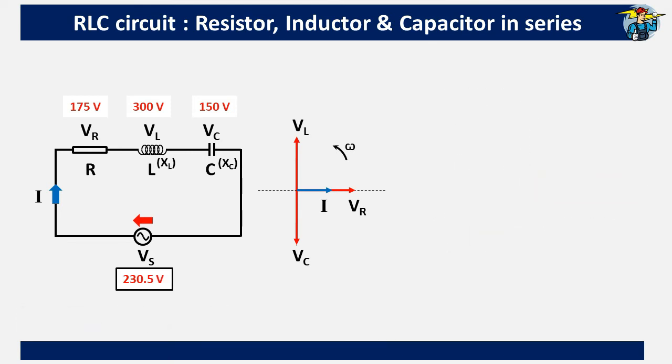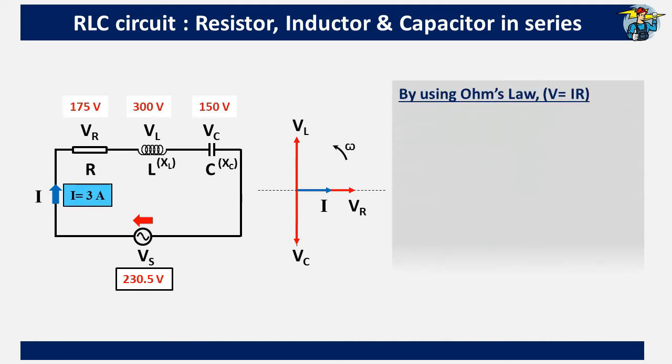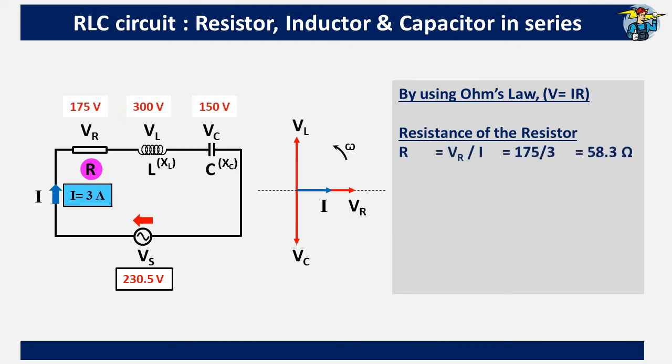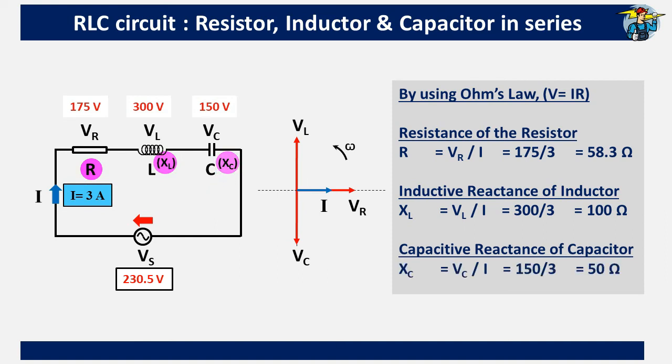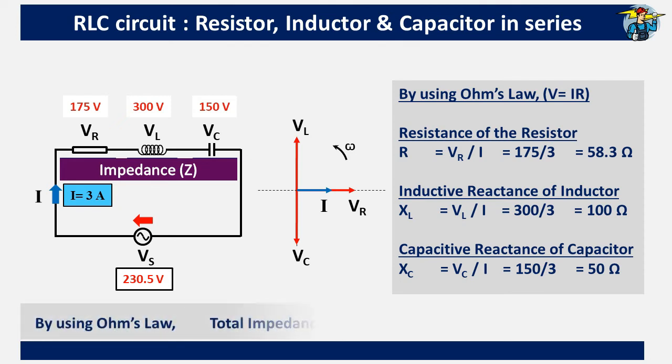Let's assume that the current flow is 3 amperes on this circuit. Then we can use Ohm's law to find the resistance R and get 58.3 ohms for that. In the same way, for the inductive reactance, XL, we get 100 ohms. Further, for the capacitive reactance, XC, of the capacitor, the answer is 50 ohms. These 3 values resist the current flow on this circuit, and as a whole we call this resistance the word impedance.